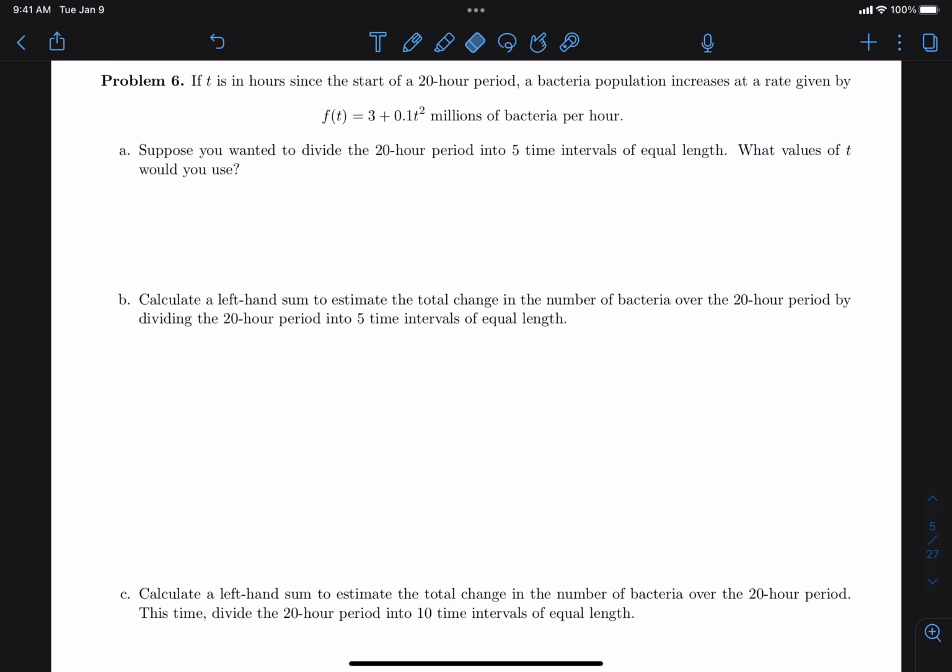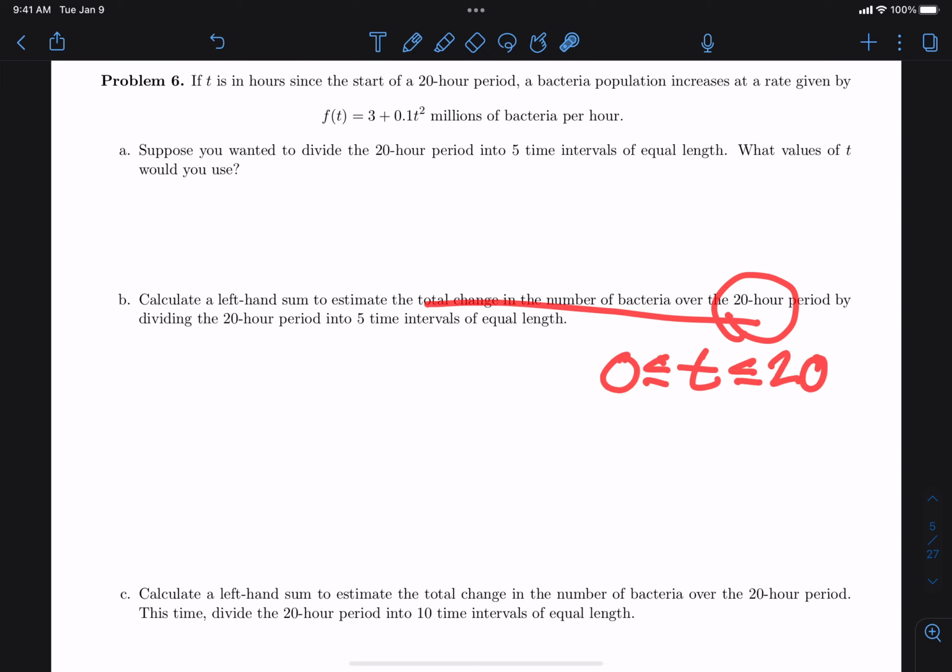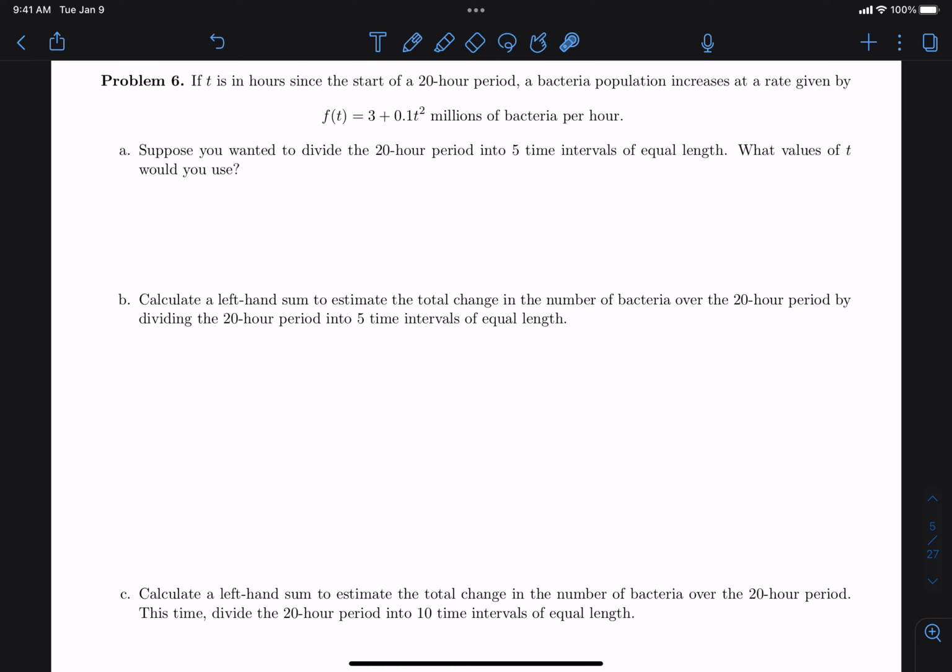Is it okay for A to be 0? Absolutely. In fact, it should be. Right? Because what do they say? They say t is in hours since the start of a 20-hour period. So if we're trying to estimate the total change over the 20-hour period, then that means t goes from 0 to 20. So our A should of course be 0, and our B should be 20. So yes, totally okay for A to be 0.